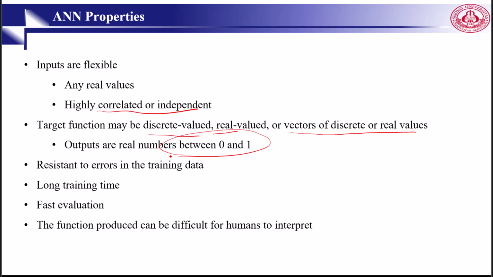We can see some disadvantages of artificial neural networks, that is long training time. It takes a long time, but artificial neural networks also have fast evaluation. And finally, we should know that the function produced using an artificial neural network can be difficult for human beings to interpret.